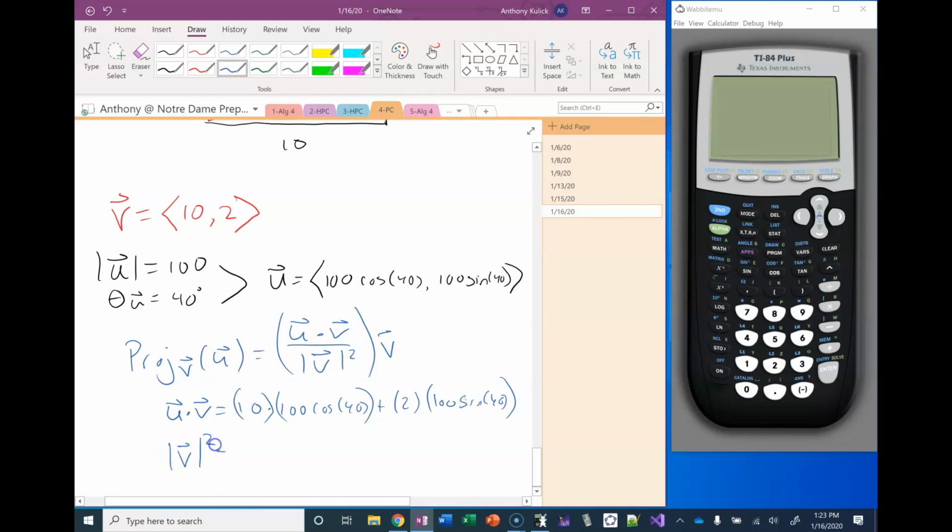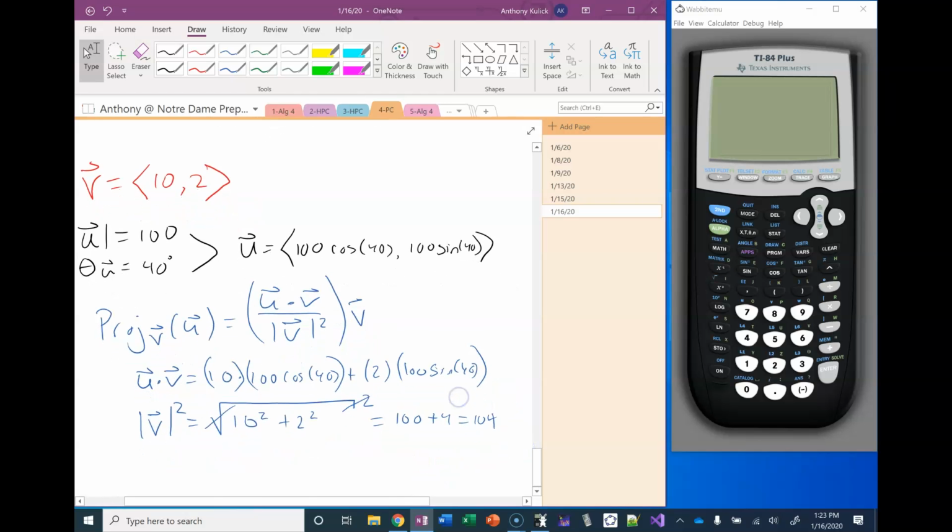And then to calculate the magnitude of v squared, well, the magnitude of v is just going to be the square root of 10 squared plus 2 squared. And if I square that, we get 104. Everybody okay there?